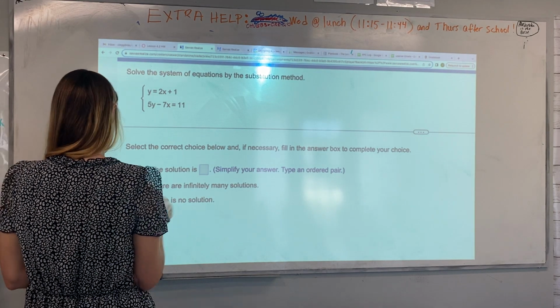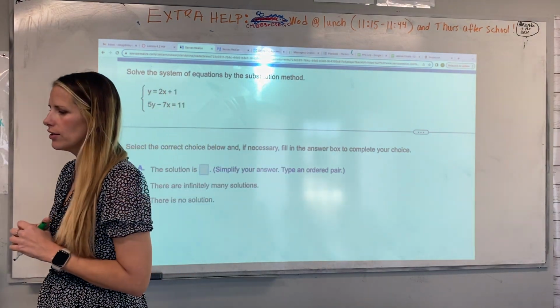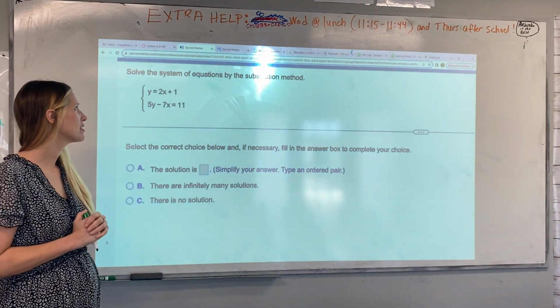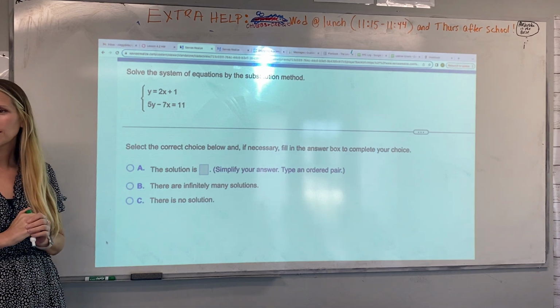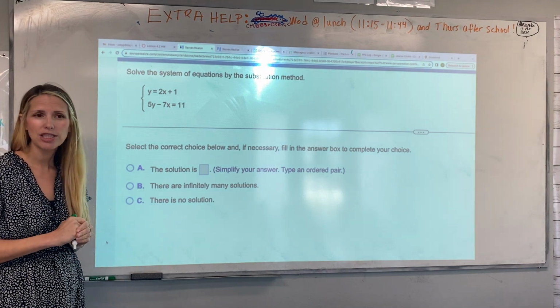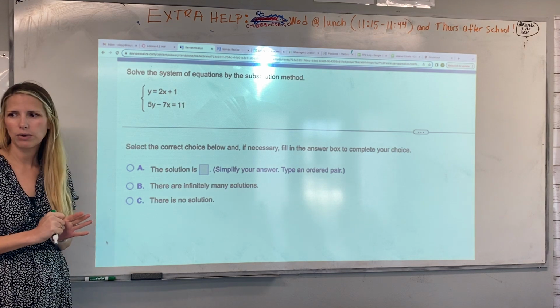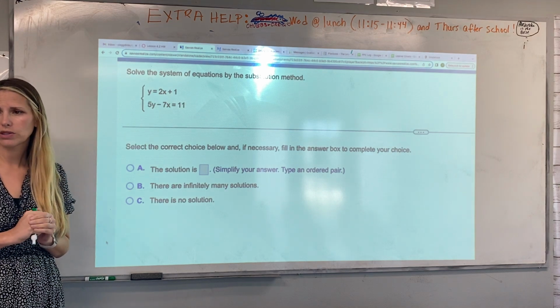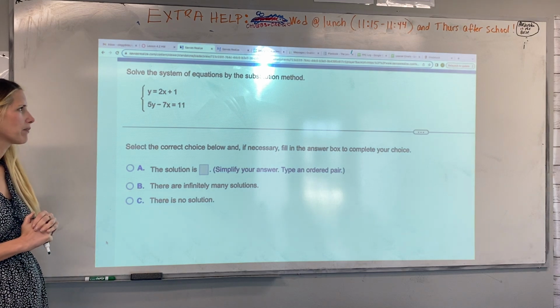Lesson 4.2, homework help. Let's get it started. We've got solving systems of equations by the substitution method. So we don't have to graph, we just substitute. Let's go over this one slowly and then we might be able to speed up a little bit more as we move on. I am going to ask you guys some questions, so be prepared.